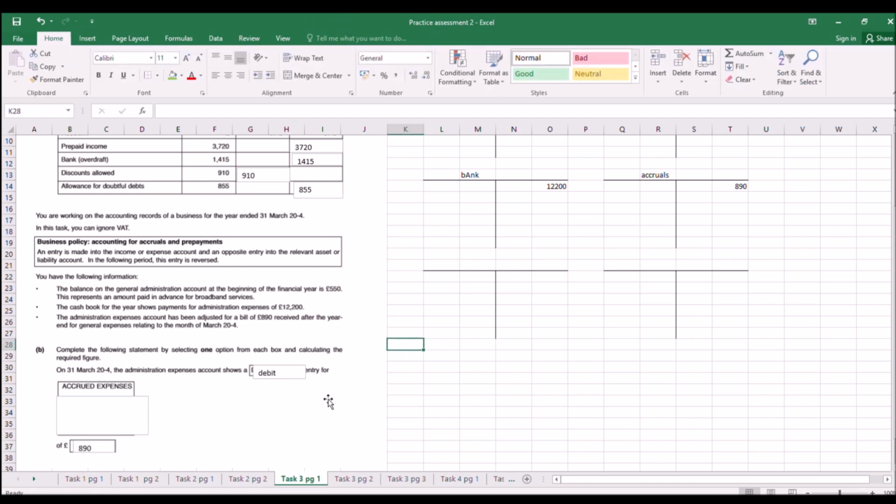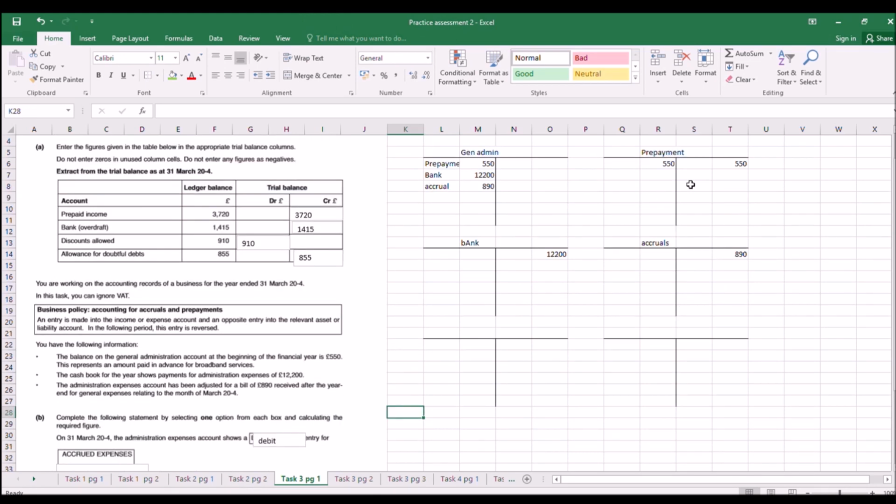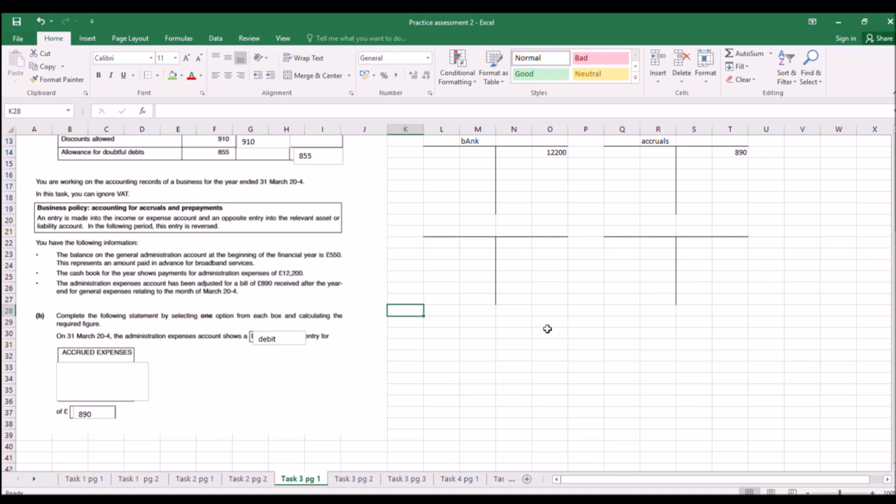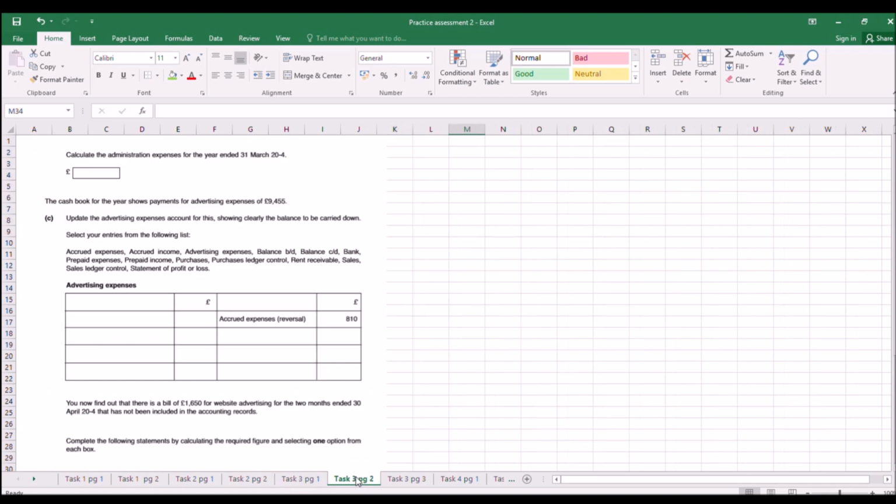I suppose the trick here was it sort of whirled you around to a prepayment at the start. You might have got tricked into the idea that, well, we're going to carry on with the prepayment and carry on then. That's that. Right, okay. What else?